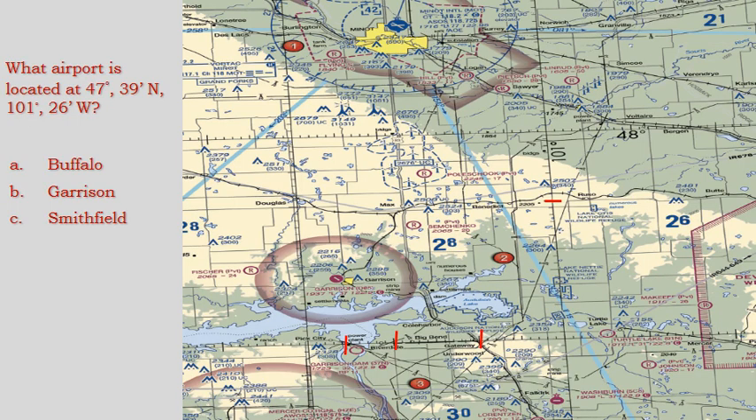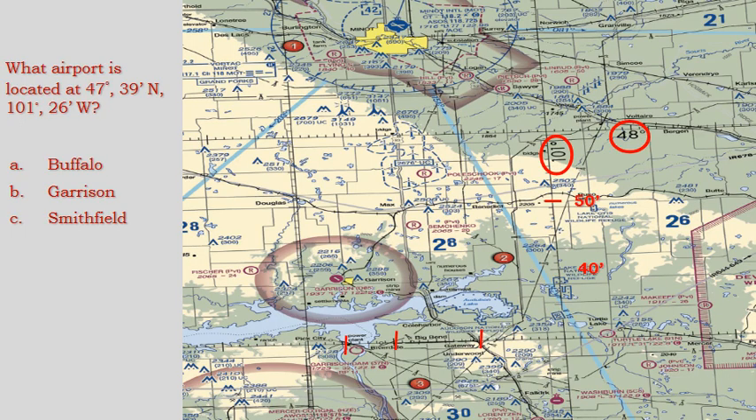Now for an example. A question may read what airport is located at 47 degrees, 39 minutes north, 101 degrees, 26 minutes west? To figure this out, first find the main latitude and longitude lines on the map. Next, move along the latitude lines, counting down the major ticks. The first is the 50 minutes tick, and the second is 40 minutes.